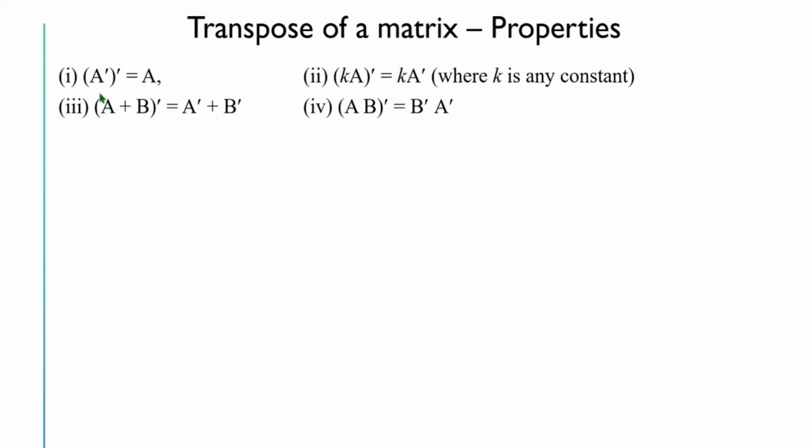The first one is A transpose, the whole transpose, is equal to A. Then any constant K into A, the whole transpose is equal to K into A transpose. A plus B, the whole transpose is equal to A transpose plus B transpose. And AB, the whole transpose is equal to B transpose into A transpose.